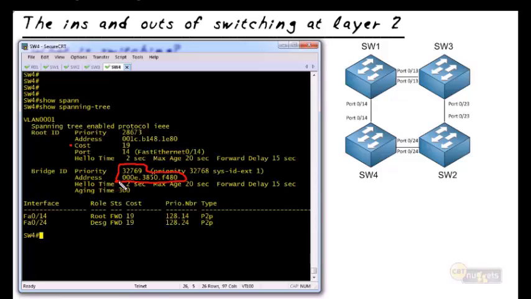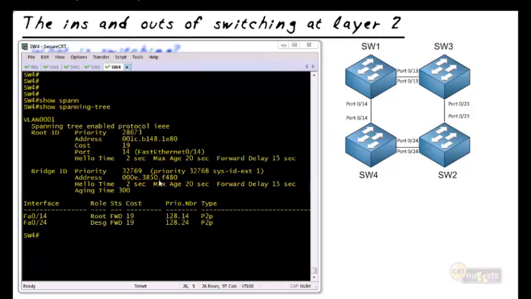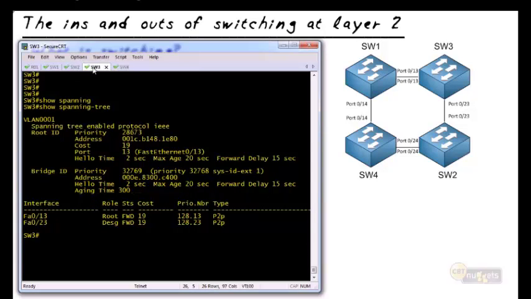So if the priorities are the same, the tiebreaker effectively is the second half of the bridge ID, and that's the MAC address. So if we take a look at switch 4, which is 000E 38, and we go to switch 3, which is 000E 83, you can see that switch 3 has a higher number. 83 is higher than 38 for those numbers right there, and that's why the choice was made. So that's a good primer into the world of Spanning Tree.